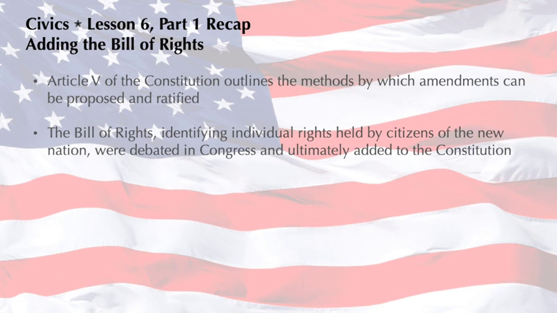So that's the way it is with Lesson 6, Part 1, Adding the Bill of Rights. At this point, you should know that Article 5 of the Constitution outlines the methods by which amendments can be proposed and ratified, and the Bill of Rights, identifying individual rights held by citizens of the new nation, was debated in Congress and ultimately added to the Constitution.